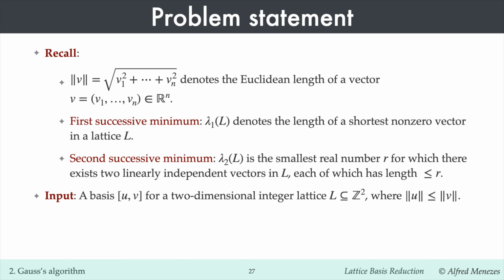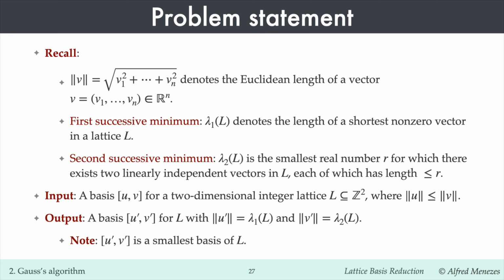The problem we'll focus on is the following. Given a basis for a two-dimensional integer lattice L, find a smallest basis of L. By a smallest basis, I mean a basis u', v', where the length of u' is lambda 1 of L, and the length of v' is lambda 2 of L.